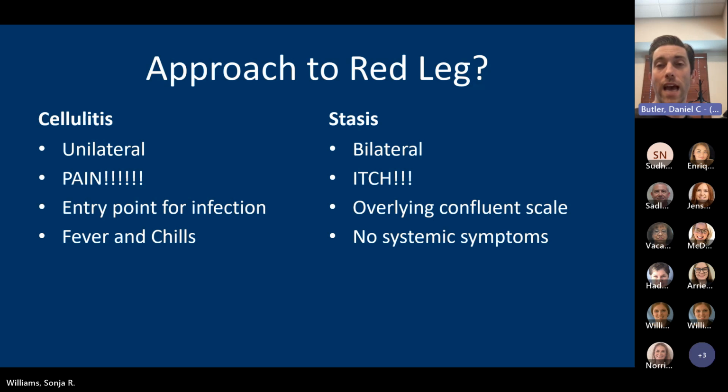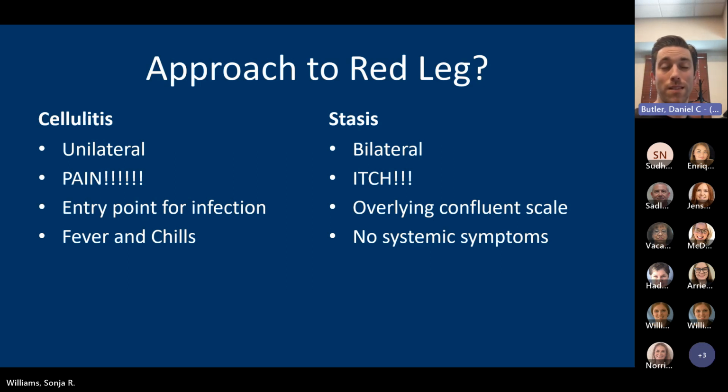And then the comparison to that is stasis dermatitis, which is the most common mimic and what people are often admitted to the hospital for incorrectly. This is almost always bilateral, and we know that that bilateral process does not have to look the same on each leg. It's almost always itchy and not painful. You'll often see in the superficial forms some sort of scale or hyperkeratosis or thickening of the skin. And then, of course, these patients are not going to have systemic symptoms.